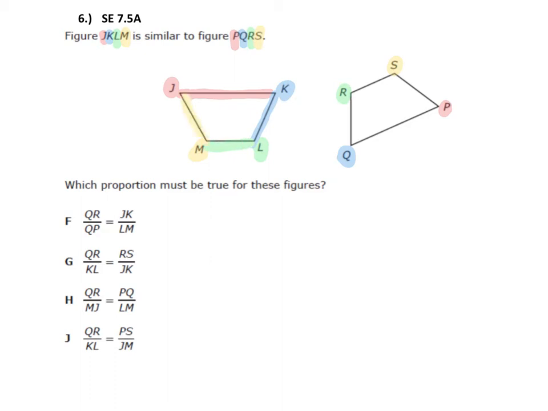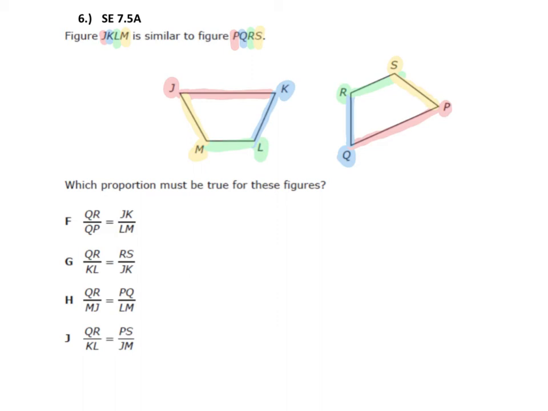Now let's do the other one. We got P to Q, Q to R, R to S, and S to P. Now let's color code our answer choices. Let's start with the red.